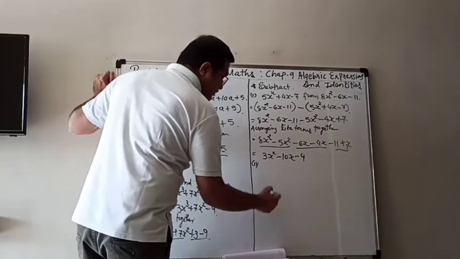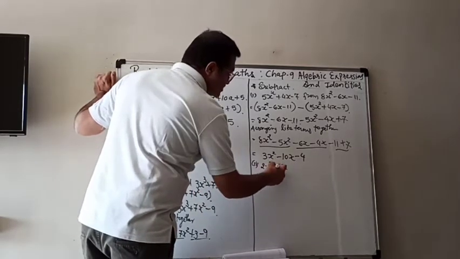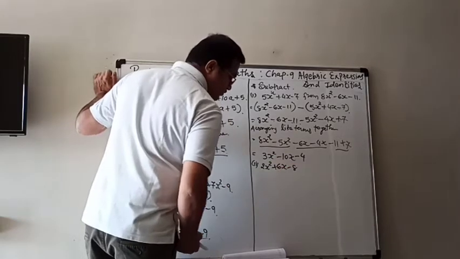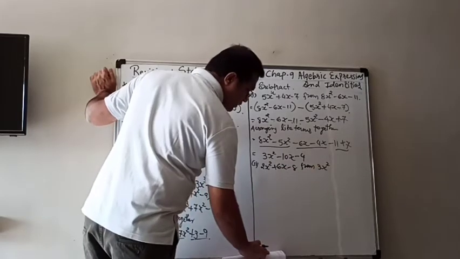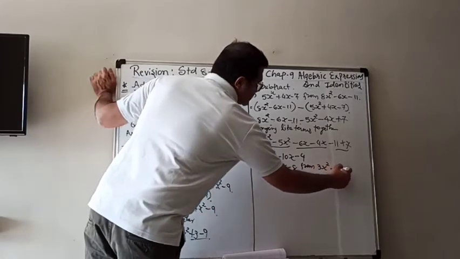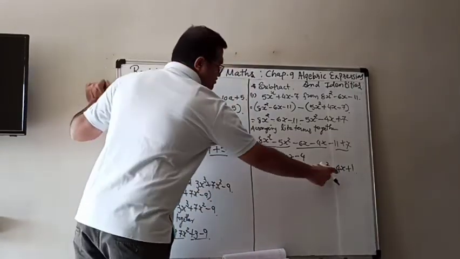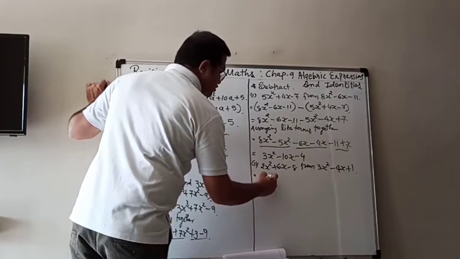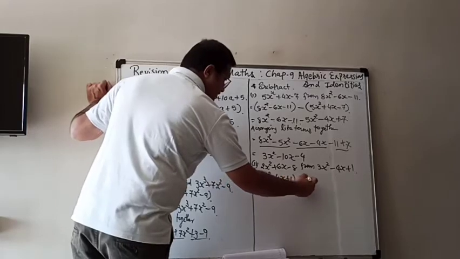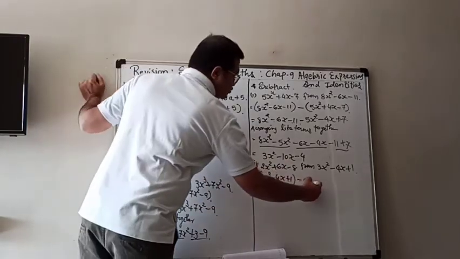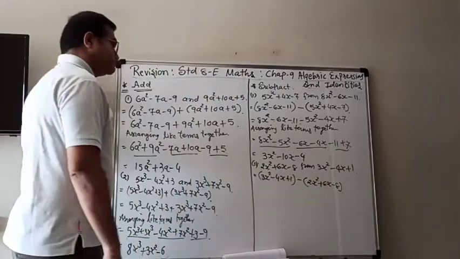Let's take another one, 2x square minus 6, plus 6x minus 8 from 3x square minus 4x plus 1. So as I told you, from this one, so that one will be first. So 3x square minus 4x plus 1 minus 2x square plus 6x minus 8.